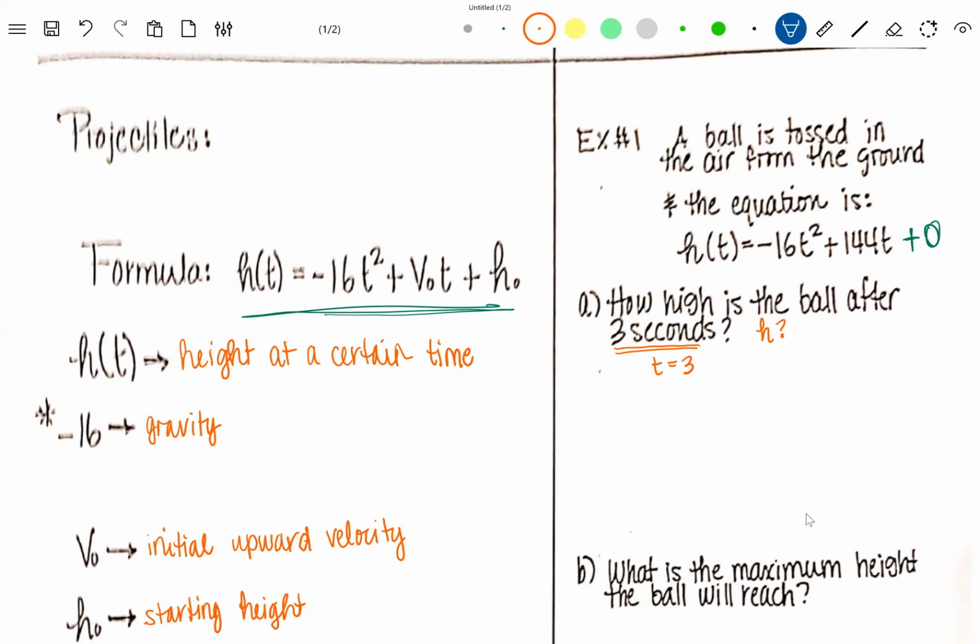So I'm going to go into the equation and take out all the t's and change them to 3. So this h of 3 means the height after 3 seconds equals negative 16 times 3 squared plus 144 times 3. And then we don't have to put the plus 0. So 3 squared is 9. Negative 16 times 9 is negative 144. 144 times 3.